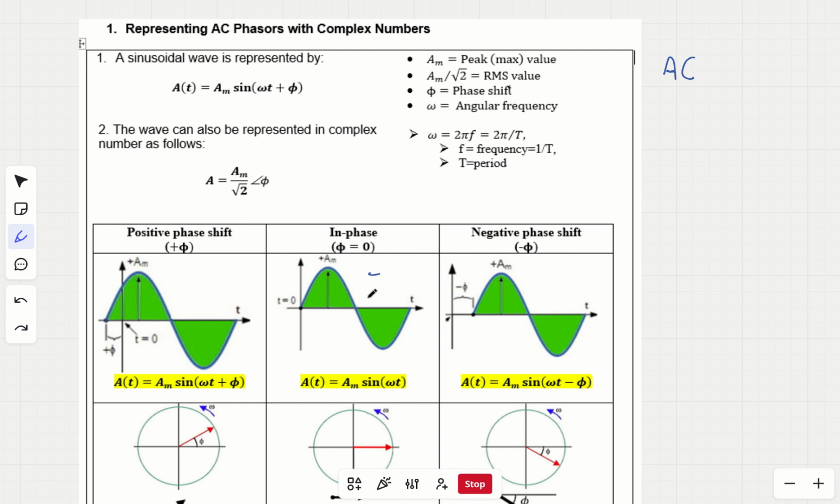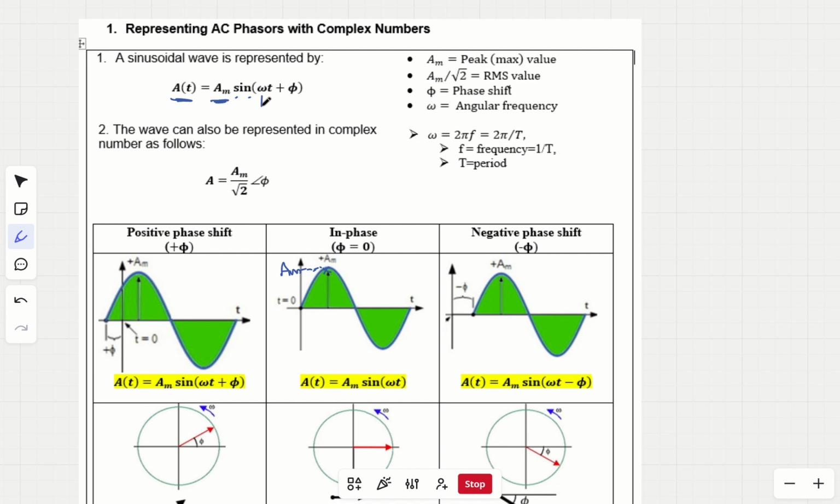To represent a sine wave, we can represent it with this equation. Here it shows the signal changing with time. This A_m is the maximum value, the peak value of the sine wave. And then you put sine to indicate it's a sine wave.